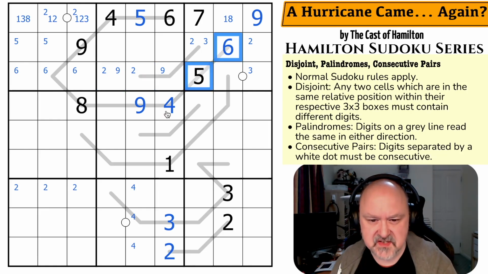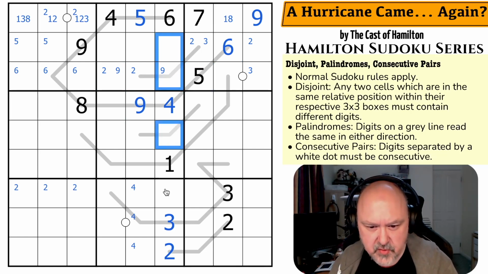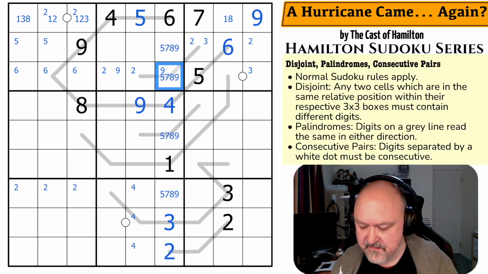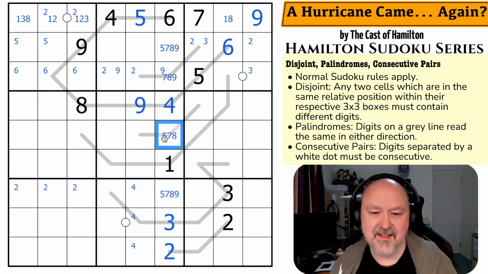When I saw this many digits on the palindrome, it's like, this is going to be easy. This does not feel that easy. What is this quadruple? 5, 7, 8, 9. Now, this can't be 5. This can't be 9 because it sees that. Oh, let's use that one. That one's a lot more convenient.